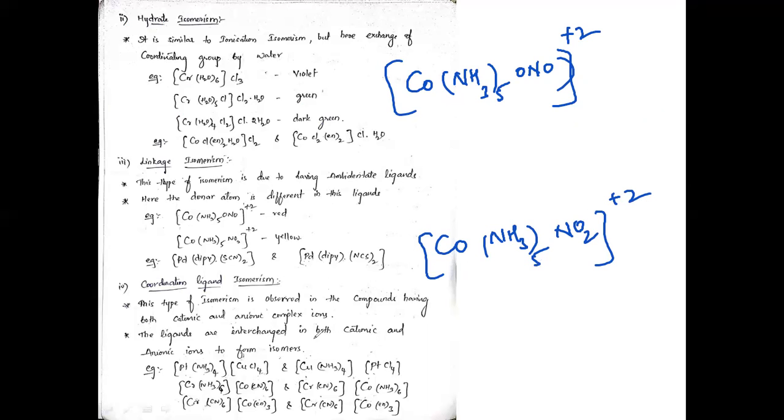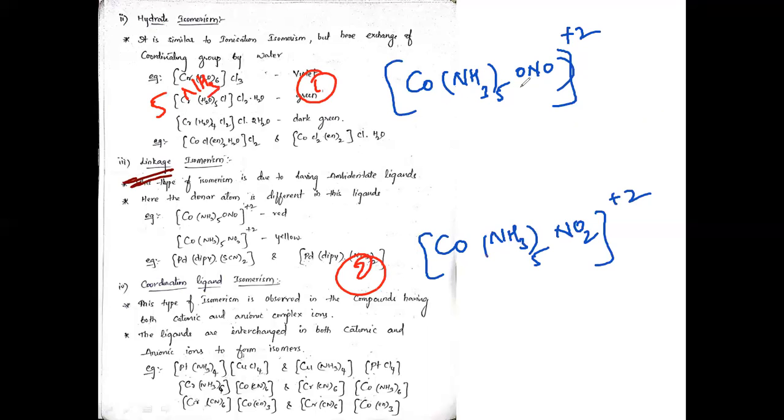You can easily understand here. What is the difference in linkage isomerism? In linkage isomerism, the linkage of the ligand is different. See here, what are the ligands? There are 5 ammonia ligands. In the first complex and the second complex, both have 5 ammonia ligands, so there is no change.